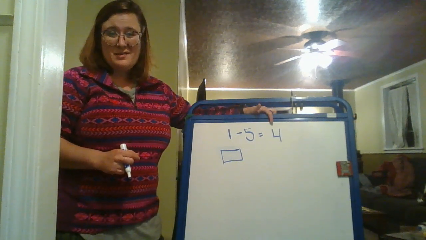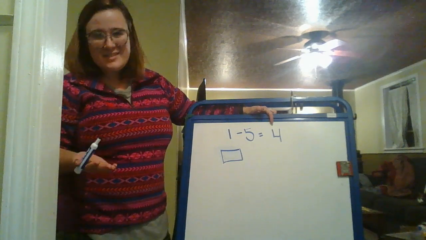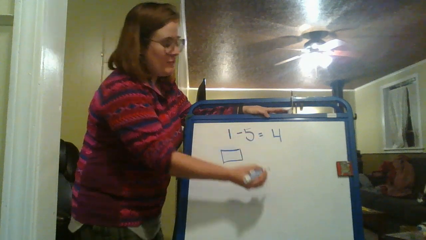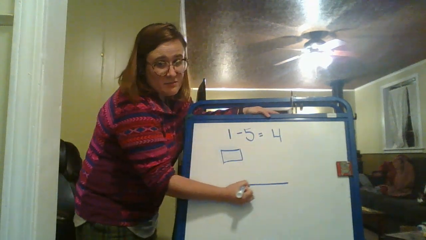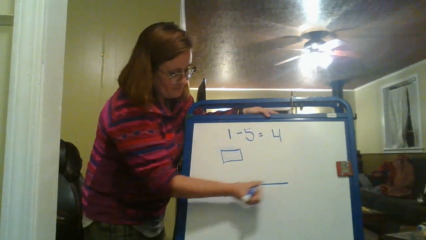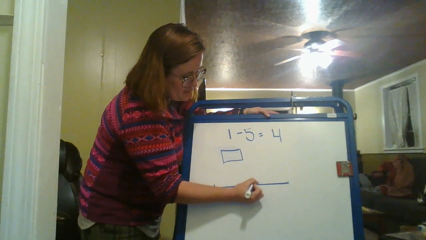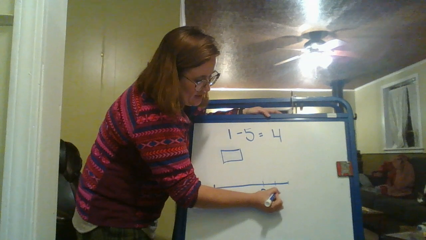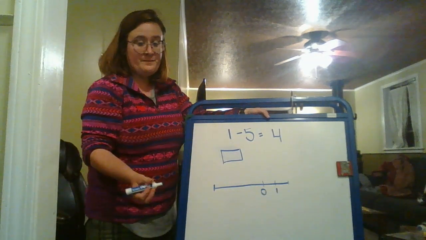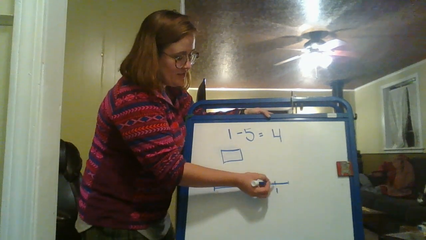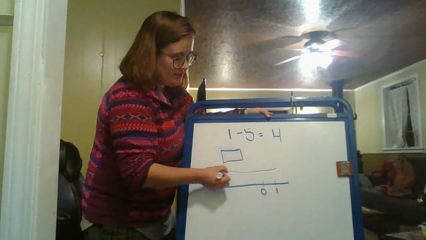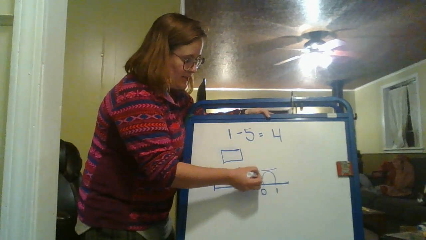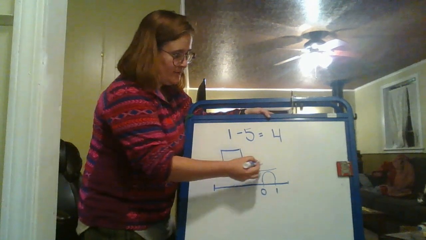I mean, where's the money coming from? It doesn't make sense, right? 1 take away 5 is not 4. I can prove this to you with a number line. So here's 0. Here's the $1 that I have, right? Okay, I'm going to subtract 5. When we subtract on a number line, we go backwards. It gets less. I make a jump of 1.